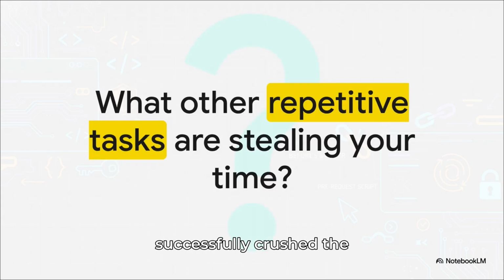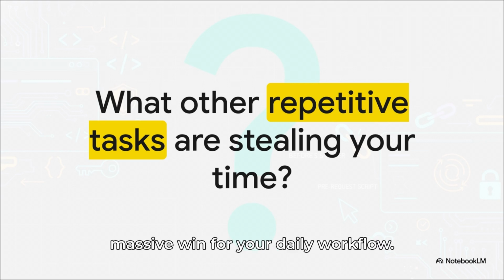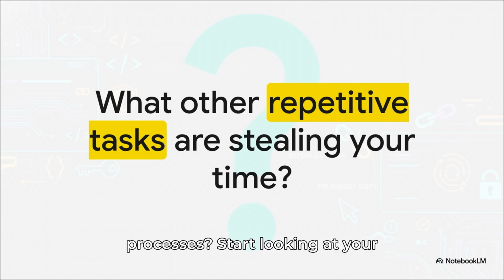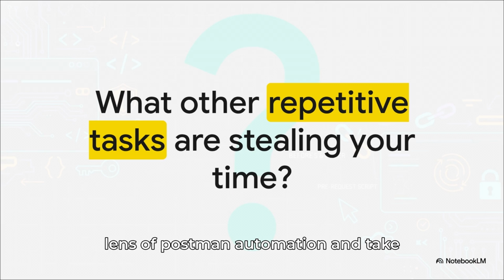So, you successfully crushed the 401 loop and automated your authentication tokens. That is a massive win for your daily workflow. But it should really get you thinking about a much bigger question. What other repetitive API tasks are silently stealing your time right now? Could you automate your test data generation? Could you script your teardown processes? Start looking at your daily bottlenecks through the lens of Postman automation and take your time back.